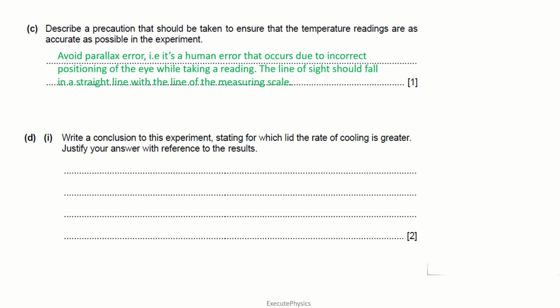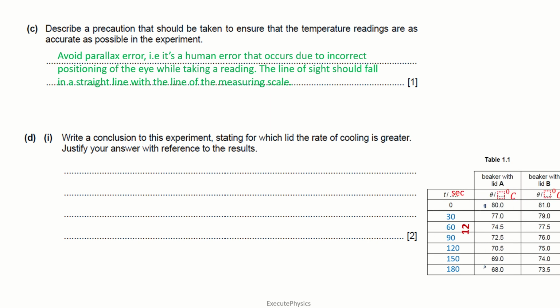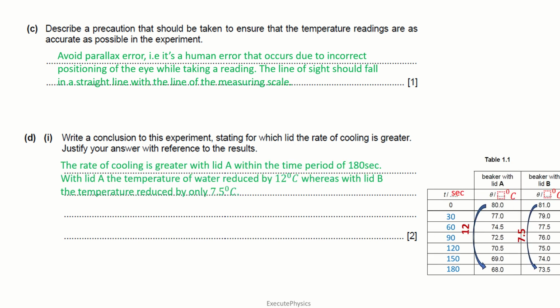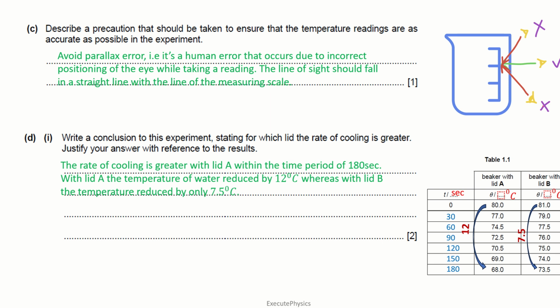Okay, so what is parallax error? It is a human error that occurs due to the incorrect positioning of the eye. The eye should be in a straight line of sight with the reading that is being taken. If the reading is taken from above or below, it will result in a parallax error. So the line of sight should always fall in a straight line with the line of the measuring scale.